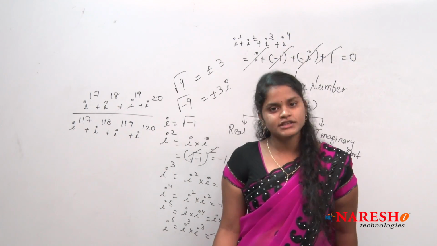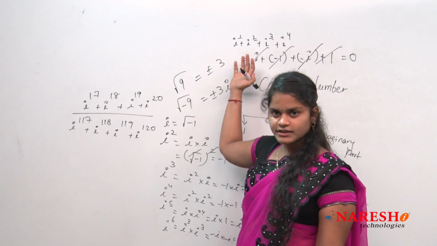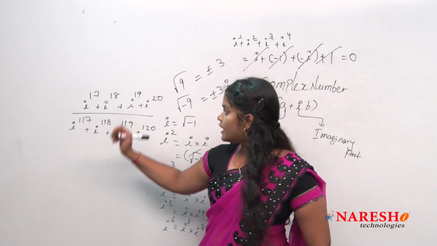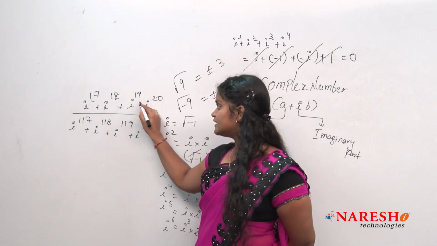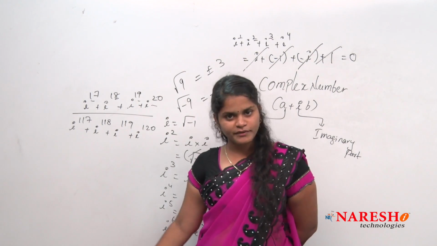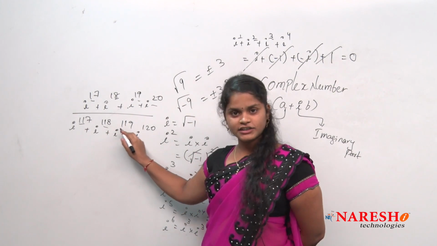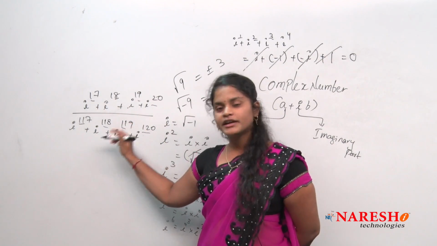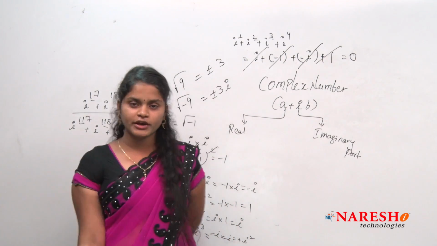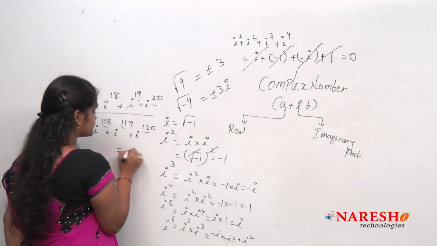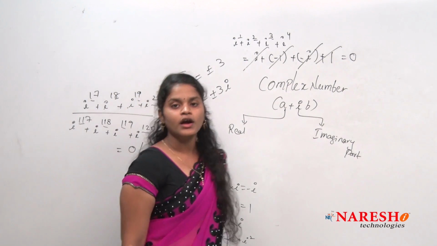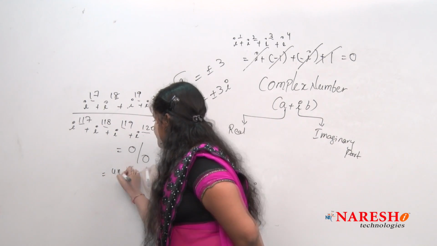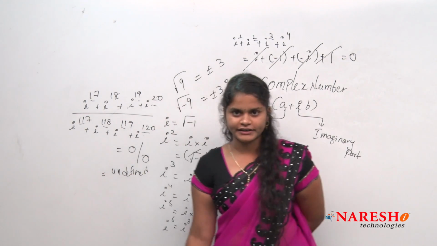The powers should be consecutive and there should be 4 terms. Observe here: 17, 18, 19 and 20 are consecutive powers, and 117, 118, 119 and 120 are also consecutive powers. So this sum will be equal to 0 and this sum will also be equal to 0. So it will be 0 by 0. What is 0 by 0? Is that 0? No, it is undefined. So your answer is undefined.